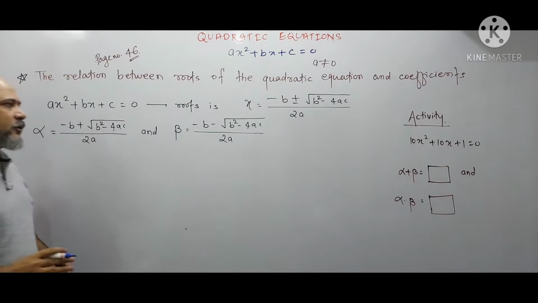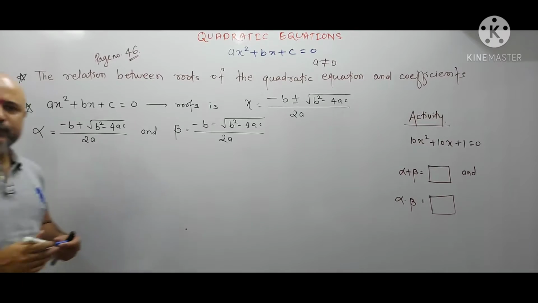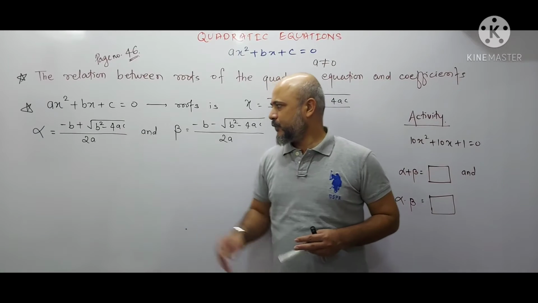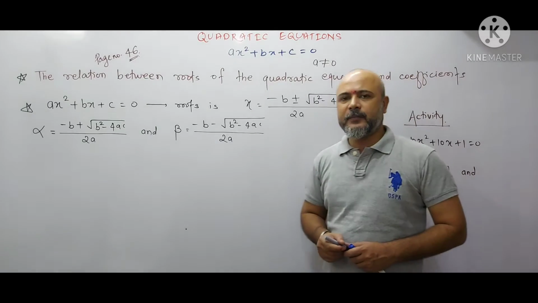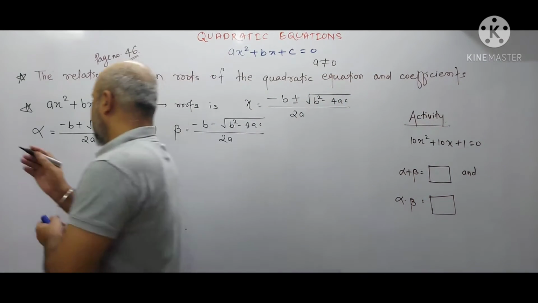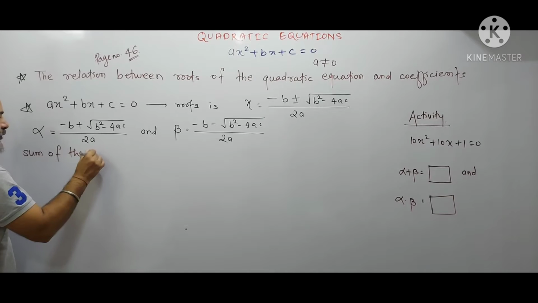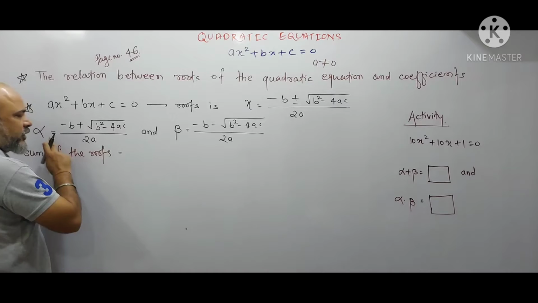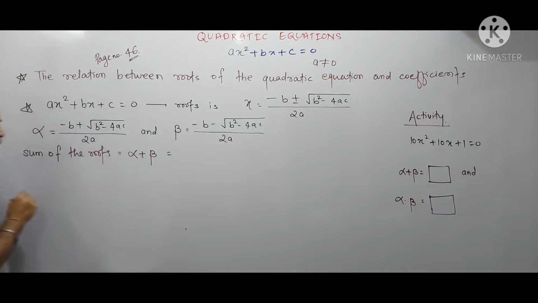Okay, so these are the two roots of your quadratic equation ax² + bx + c = 0, where alpha is (−b + √(b² − 4ac)) upon 2a and beta is (−b − √(b² − 4ac)) upon 2a. Now students, we will find the sum of the roots. Okay, now sum of the roots means what? Alpha plus beta. There are two roots, alpha and beta. So the sum is alpha plus beta, and what will you get?